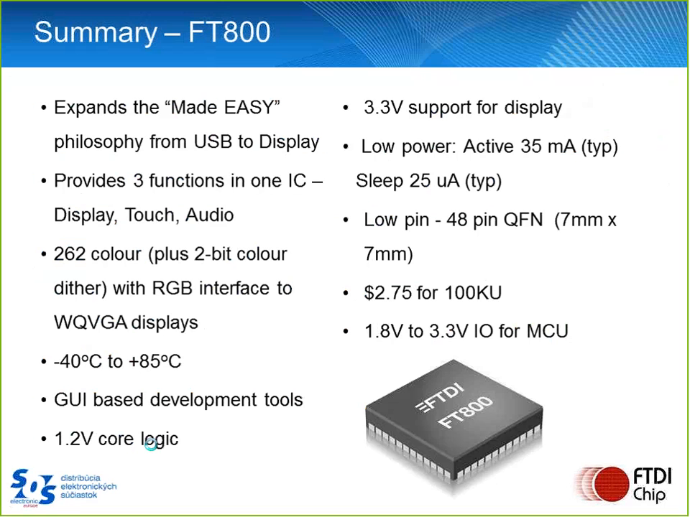The FT800 runs at 3.3 volts, and it's relatively low power at 35 milliamps. It's a low pin count. We have one package, it's 48 pin, and it's a QFN. The package size on your PCB is 7 millimeters squared. I'll not go into pricing because Graham will go into that later on in the presentation. Now, the last point here is what voltage you can set your IOs from the micro. It's between 1.8 volts and 3.3, which you'll find most typical low-cost micros run at.